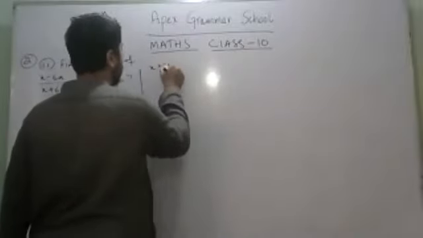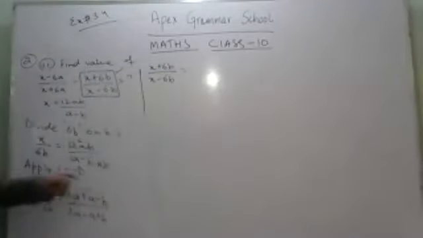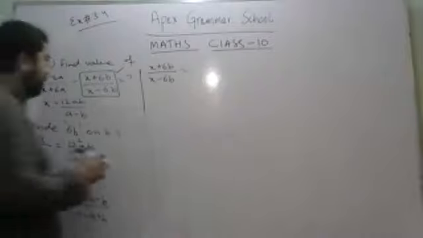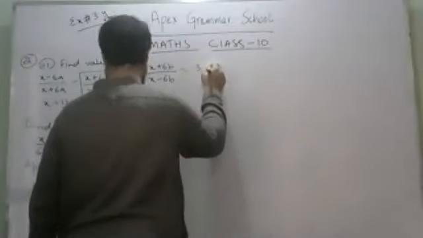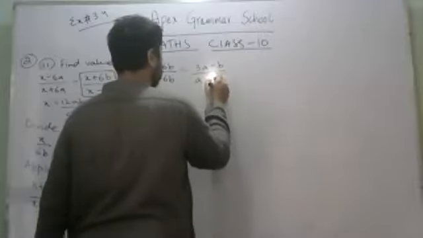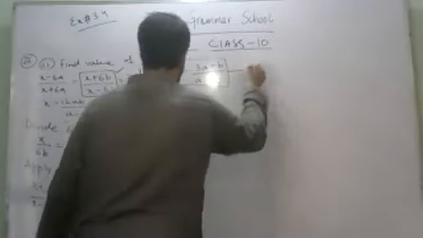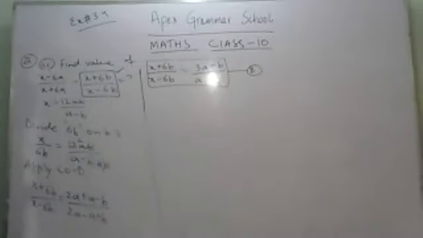So (x plus 6b) over (x minus 6b) is equal to 2a plus a minus b, that is 3a minus b, divided by b plus b. So this is equation number B. Now we have two values: (x minus 6a) over (x plus 6a), and (x plus 6b) over (x minus 6b). Both values we have.